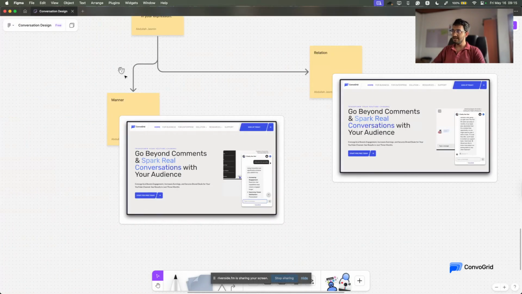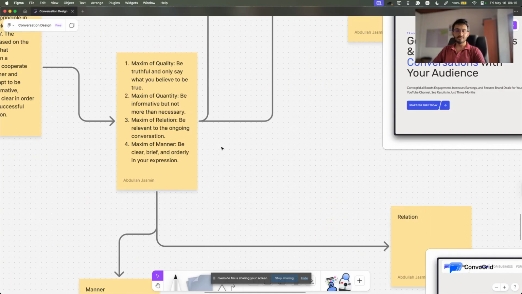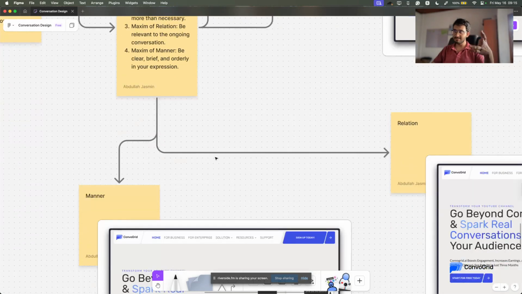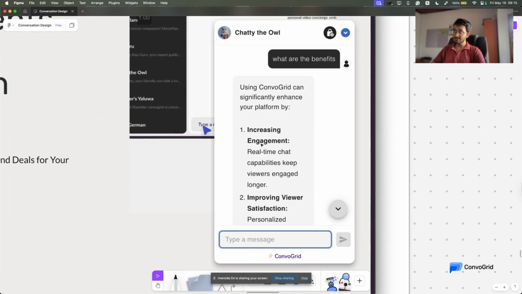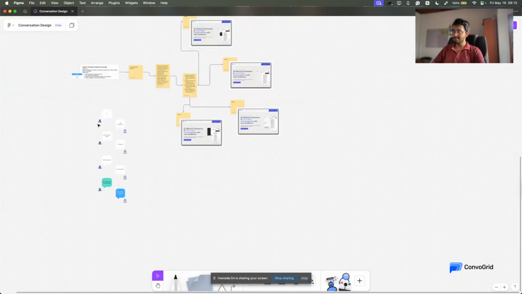That is about relation, and the other one is manner, so the way things are presented. We have to always make sure that things are clear, brief, and orderly, so that people can easily understand what is being said. For example, this may include structuring it with proper formatting, so people can easily see a step-by-step guide if needed, or see bolded words so they understand there is an emphasis, and so on. Those are the four maxims. That was the part that we discussed.